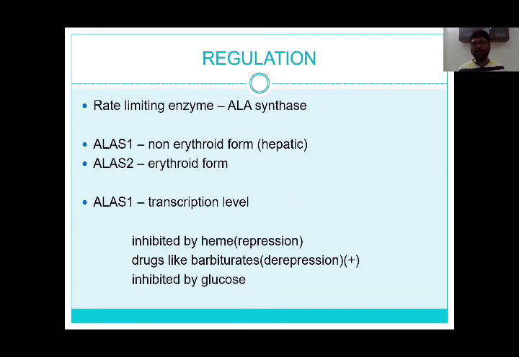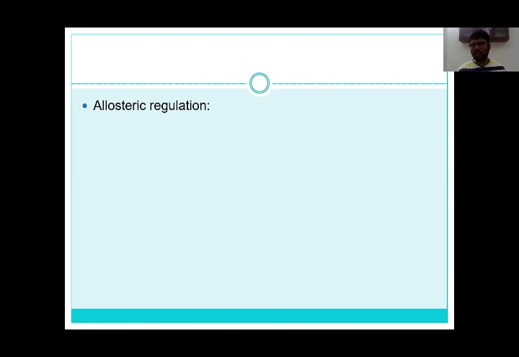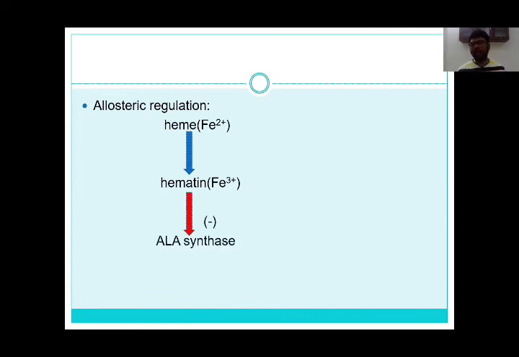The next regulation is through allosteric modification. Allosteric modification is mainly mediated through the intermediates of the pathway. Usually the substrates will activate the enzyme and the products will inhibit the enzyme. Here the product heme, when in excess, can inhibit by acting at the transcription level, but usually that will take longer. In the meantime, this heme will get oxidized. The ferrous iron atom will be oxidized to the ferric state to form hematin. This hematin in turn will bind with the ALAS enzyme and inhibit its action. This type of regulation is called allosteric regulation.